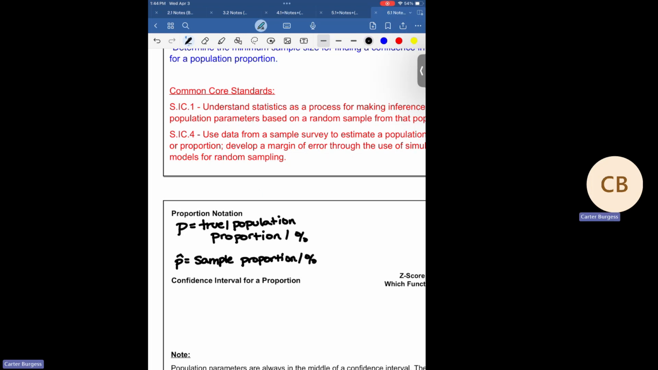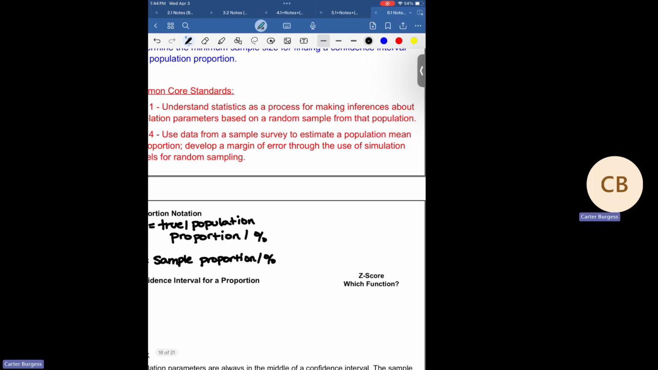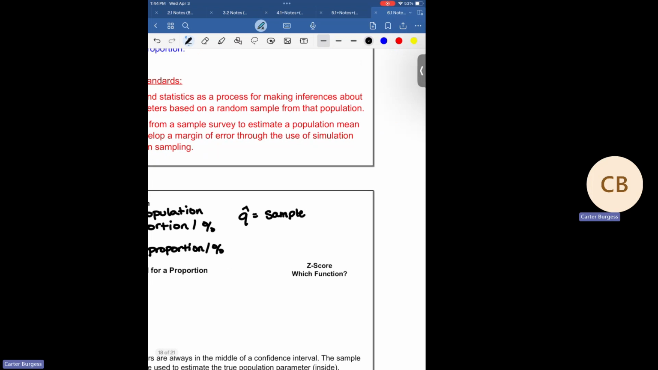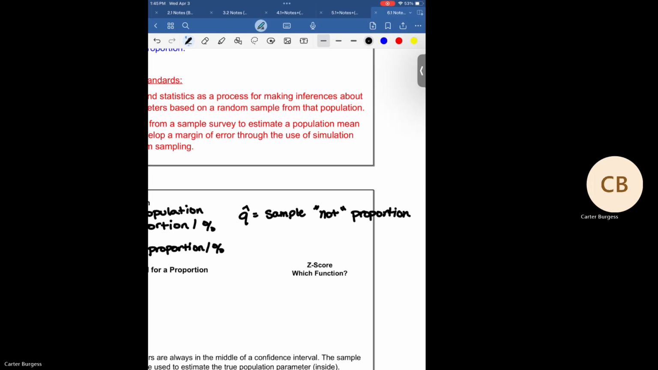Or percentage. And then Q hat is the sample of not being a part of the proportion. So I'm going to call it the sample not. Linguistically, it's a little bit awkward. But just the idea, it's P and Q, right? P is the likelihood of success. The likelihood of success is 70%. What's the likelihood of failure? 30%. All right. Same idea.